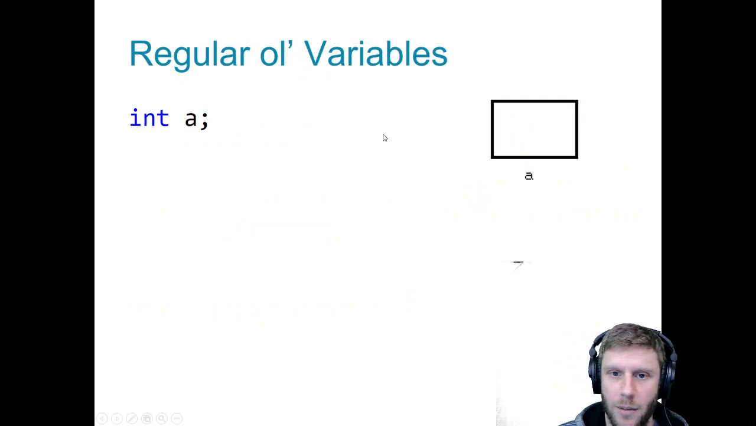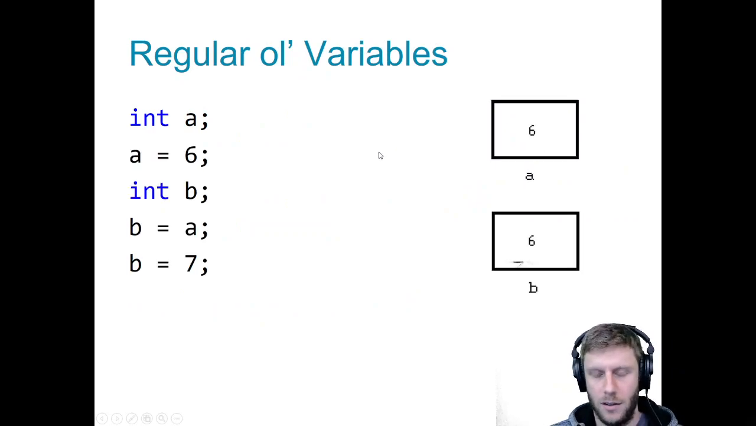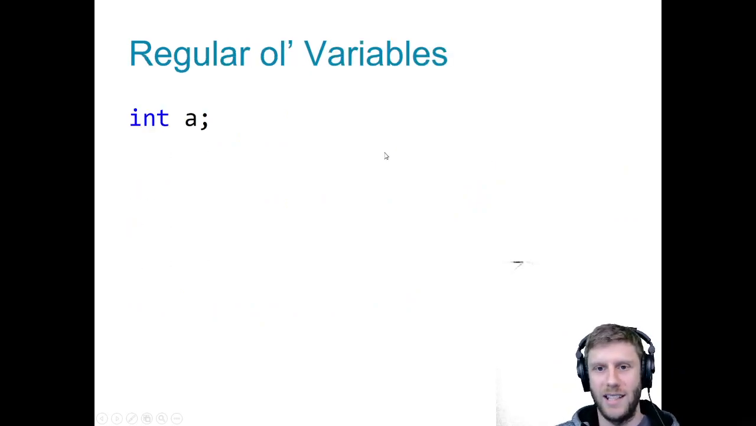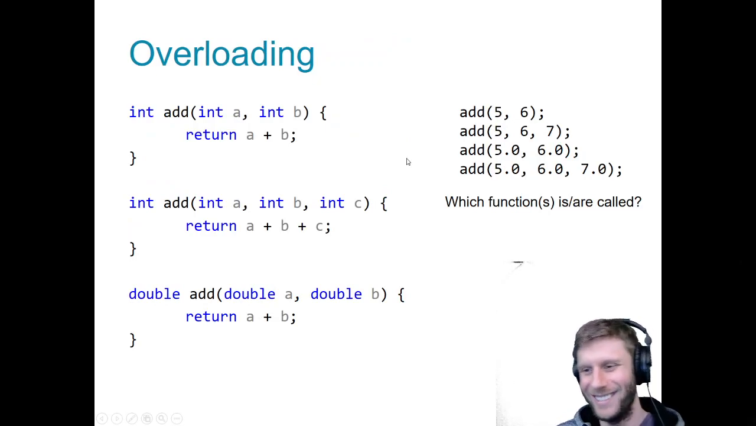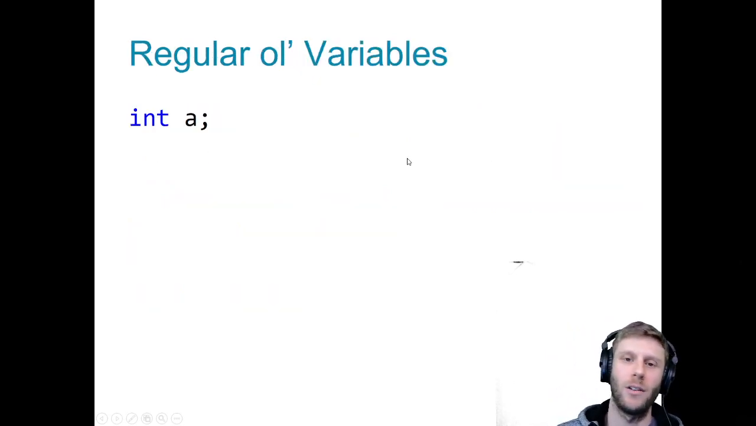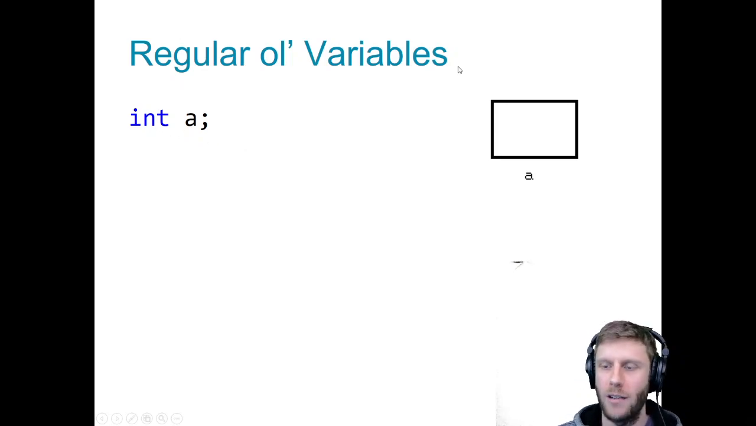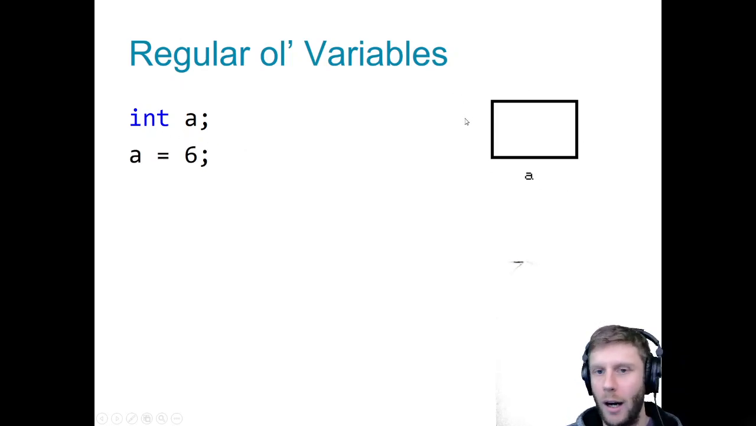Okay, regular old variables. Great. So that's all I was going to say about overloading. All right, so here's a regular old variable. I'm creating an integer a. Okay, great. This box got set in RAM somewhere. And I said a is 6. Boop, there, the 6 is in there.